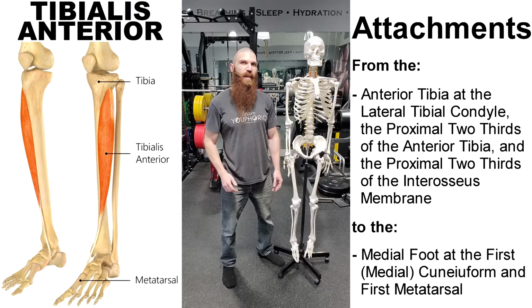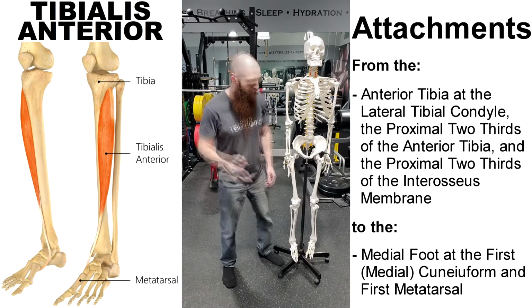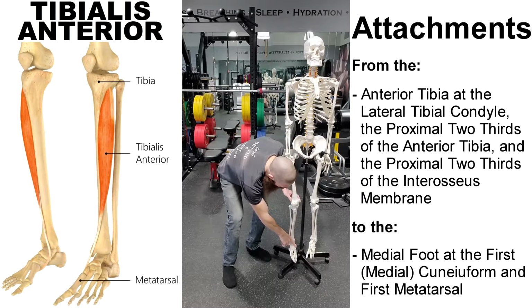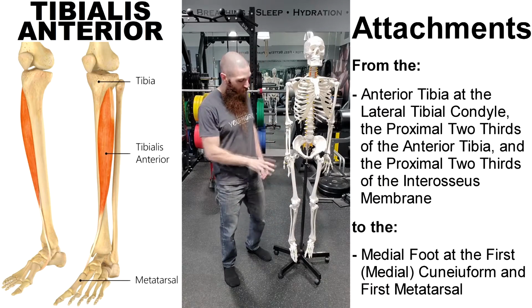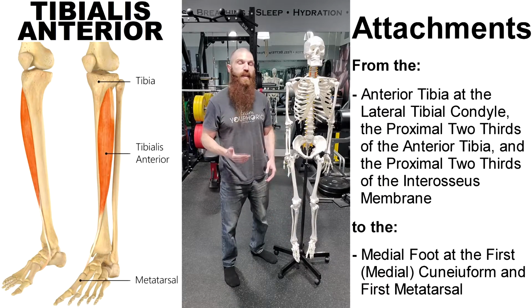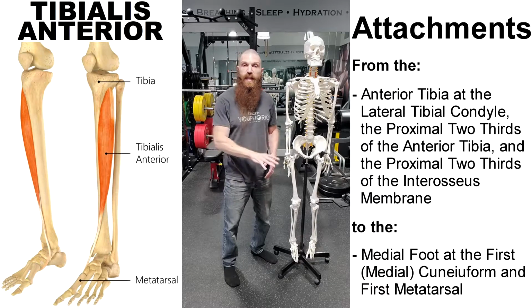For the anterior tibialis, there are only three bones that we need to be covering, and that is going to be the tibia, the medial cuneiform, and the first metatarsal. With regard to the tibia, that is going to be your shin bone, and it's going to be the most medial. It's the thickest bone in the lower leg.